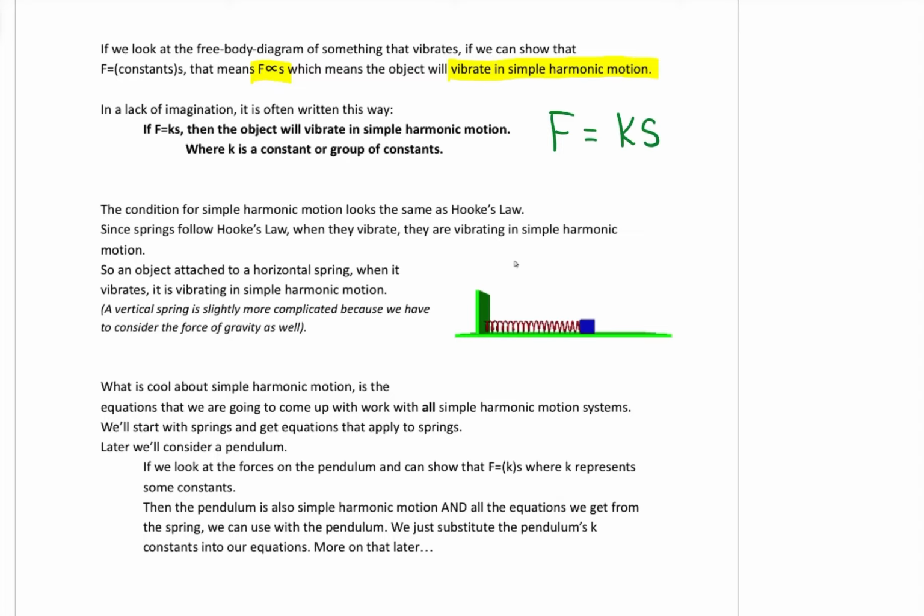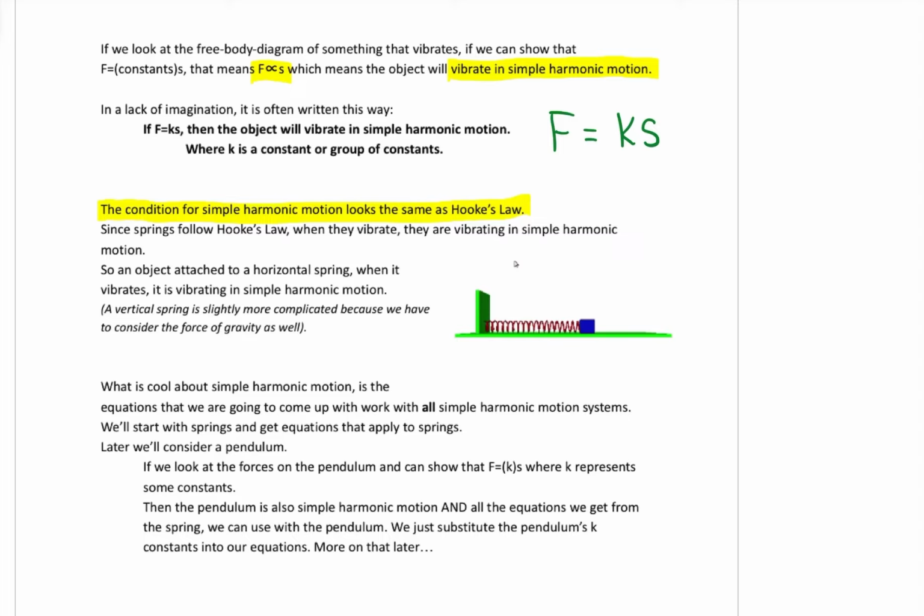Force equals K times S, where K could be a single constant or a group of constants, just some things that don't change. Like maybe G, 9.8, is in there. G doesn't change, so G would be a constant. Why I find that unfortunate is our condition for simple harmonic motion looks exactly like that Hooke's law stuff. Literally the lesson we did, depending on your timing, some of you did it like 10 minutes ago.